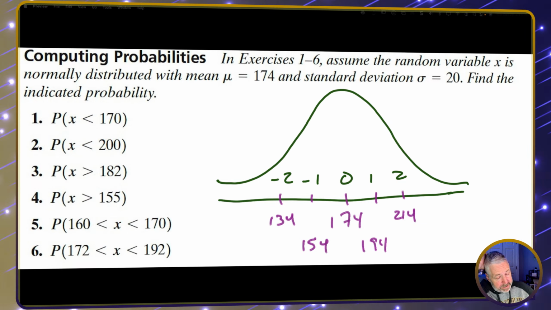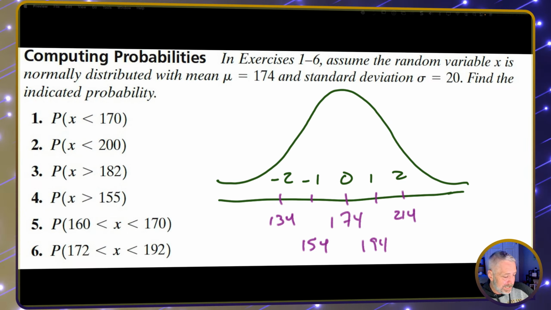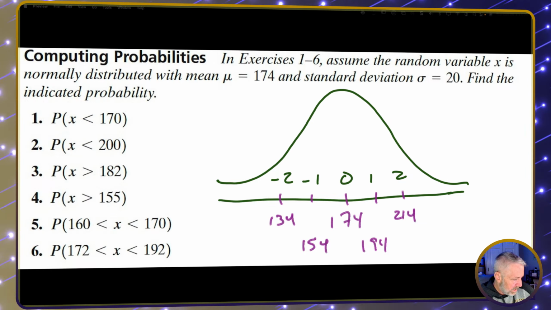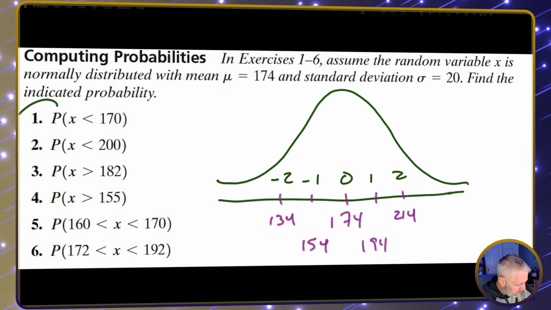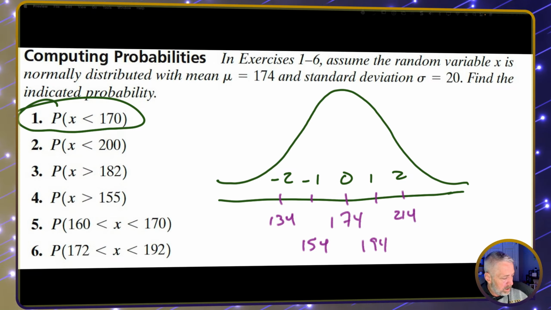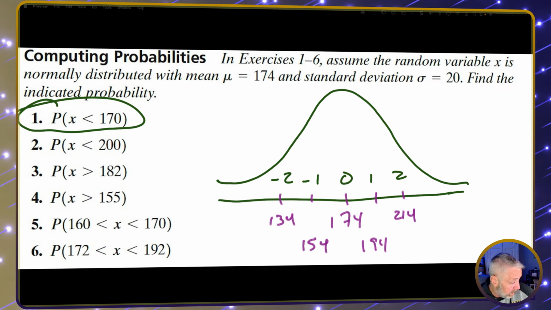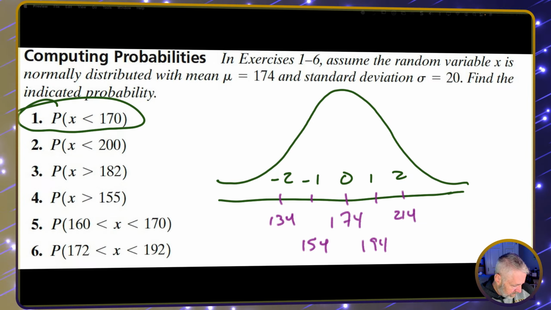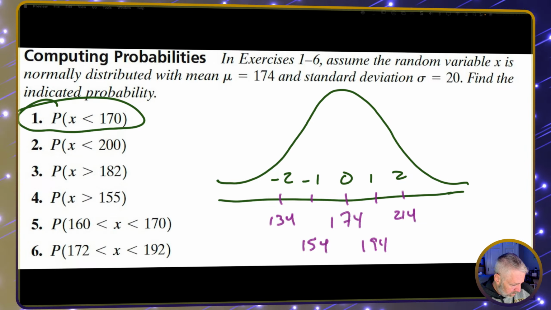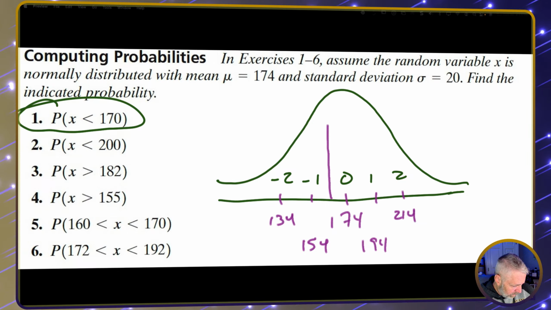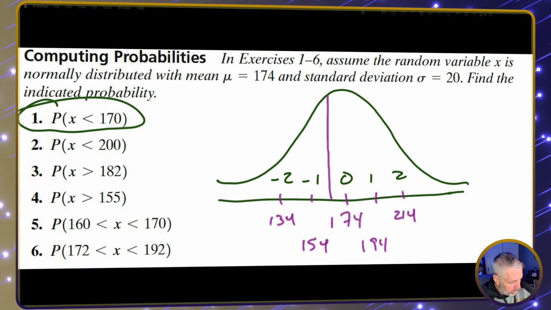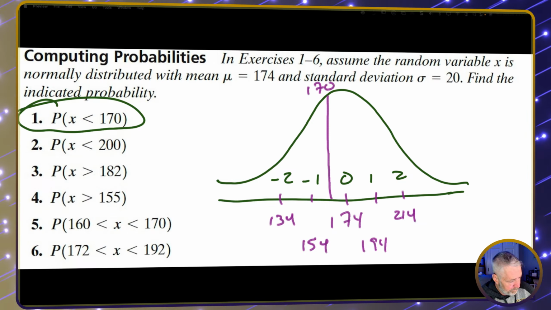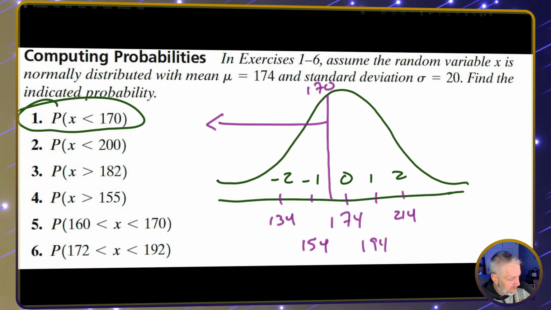In other words, how many standard deviations away from the mean are we sitting? What are the z-scores? So in this particular one right here, we're looking for the probability of less than 170. The reason I draw the picture is just to go from an intuitive sense. So we've got 154. So 170 is somewhere right here.